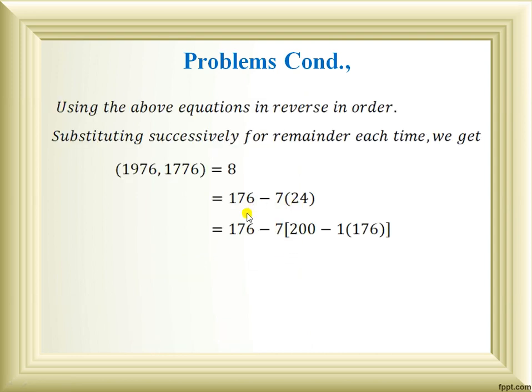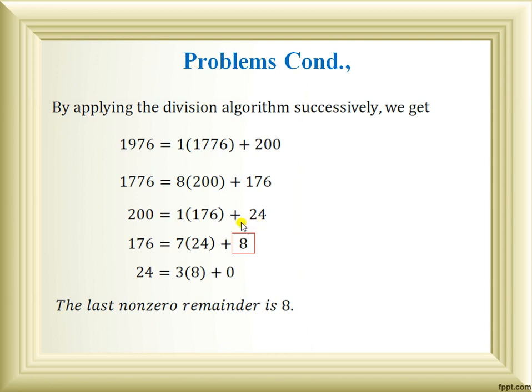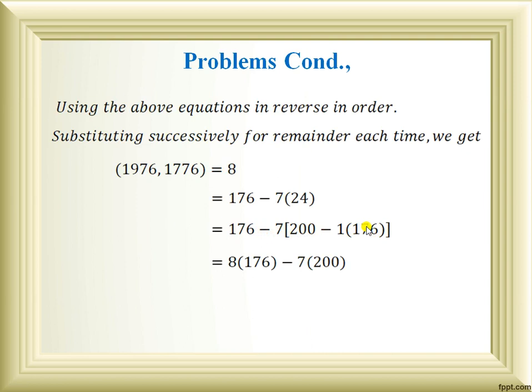So next I am replacing this 24 value. Don't multiply these two numbers in this or any other step. 7 times 24, where 24 is equal to 200 minus 1 times 176. I'm replacing it here. Look at the same numbers repeated, so we combine them: 176 here, also 176 here one time, here minus into minus 1. So here minus 7, here minus, therefore plus 7. So 1 plus 7 is 8 times 176 minus 7 into 200.